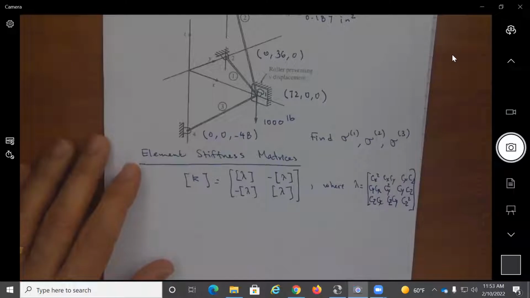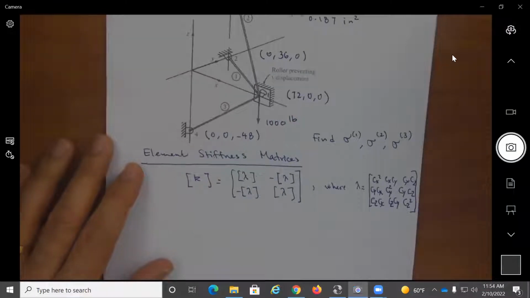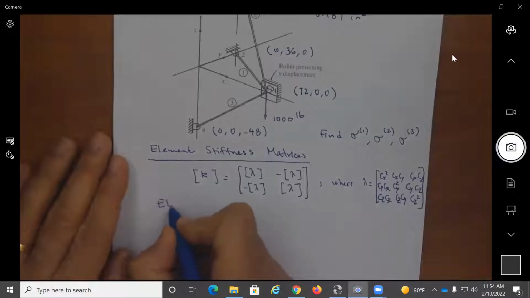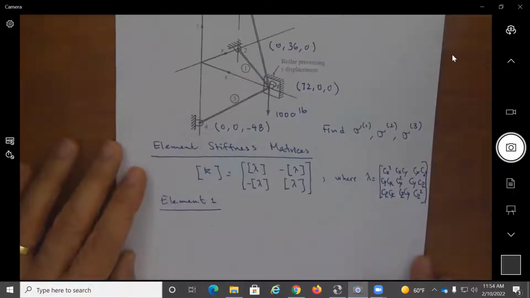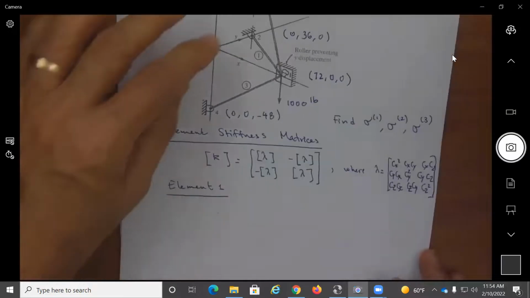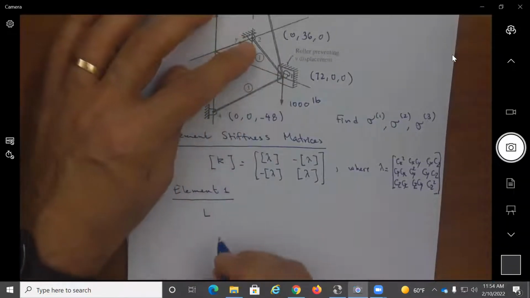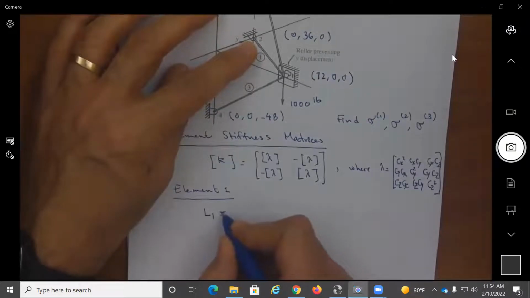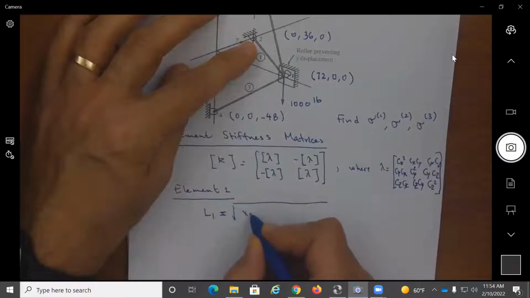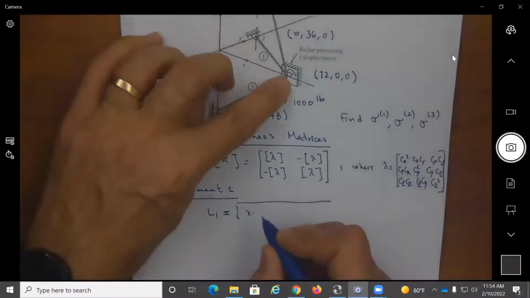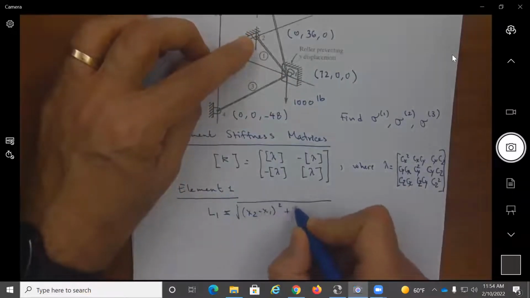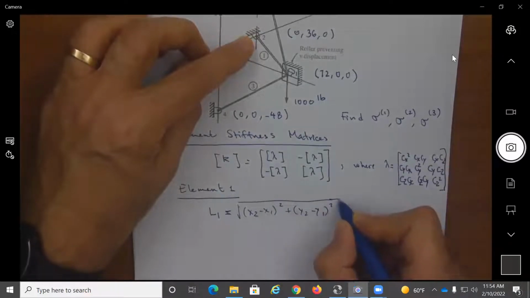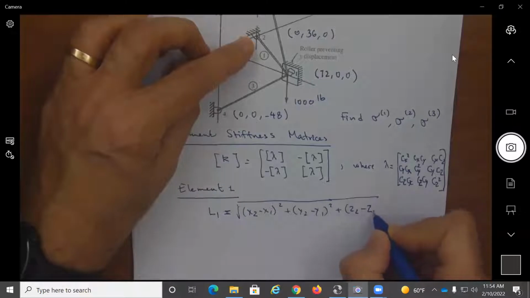So clearly we need to find the cosines for each of these elements. So I'm going to start here with element 1, and we're going to repeat for all the elements. In order for me to find the cosine angles, I'm going to need to find the length first. So L1 is equal to the square root of... element 1 extends between node 1 and node 2. So I have x2 minus x1 squared plus y2 minus y1 squared plus z2 minus z1 squared.